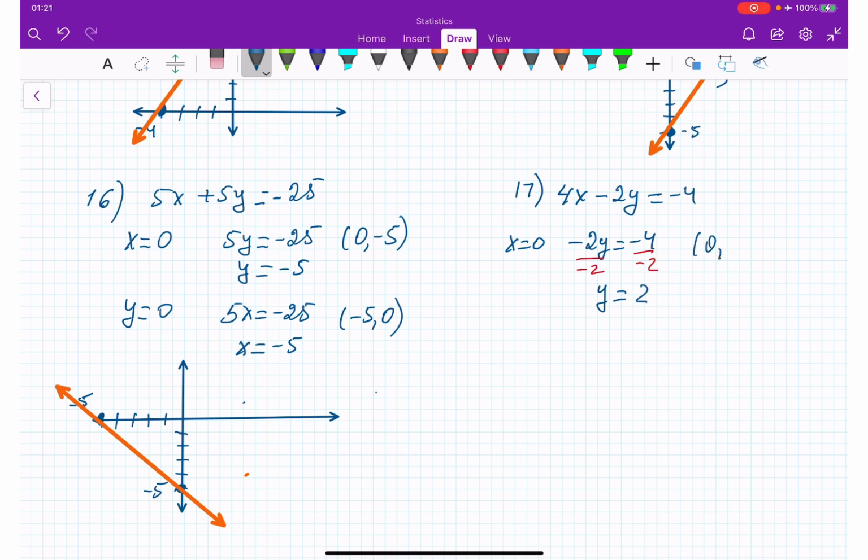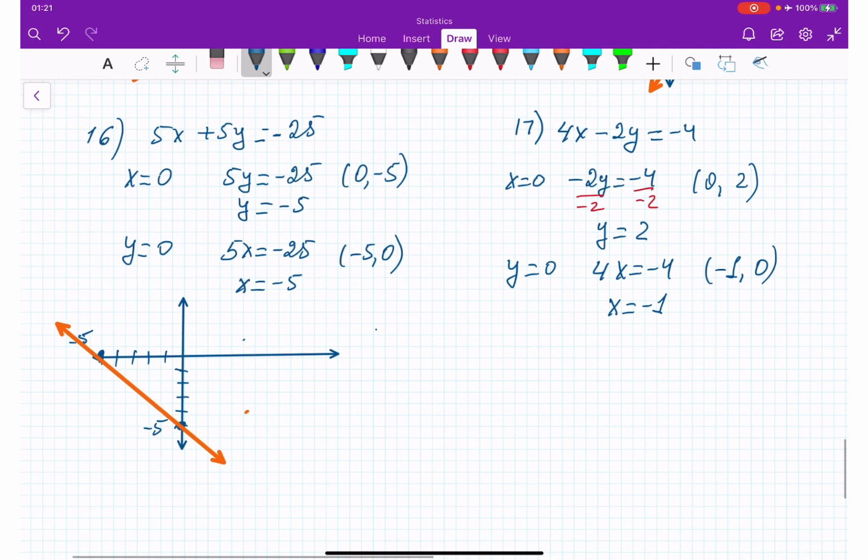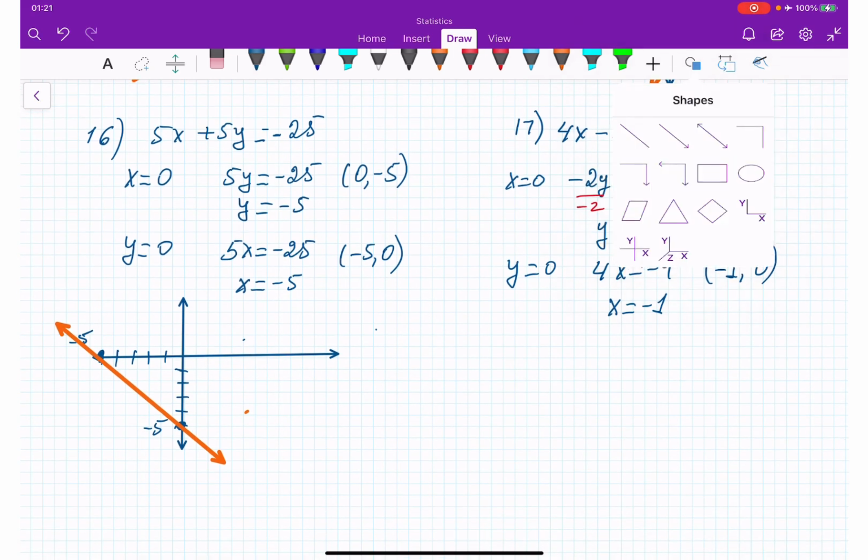So 0, positive 2. And second one, y is equal 0. We have left 4x is equal negative 4. And x is equal negative 1. So we have negative 1 and 0. Building the last graph. And we are done.